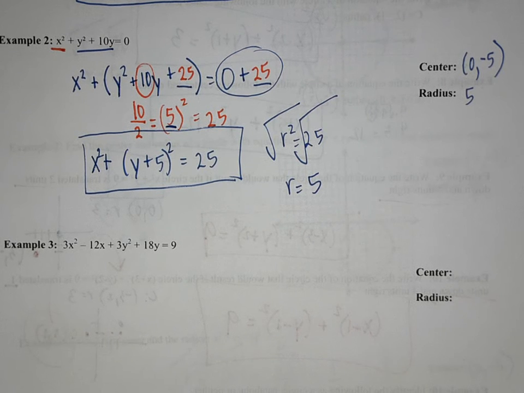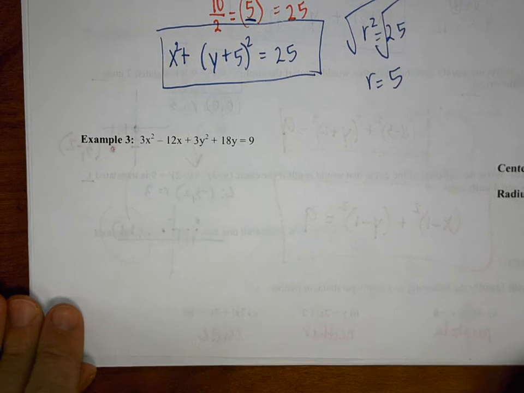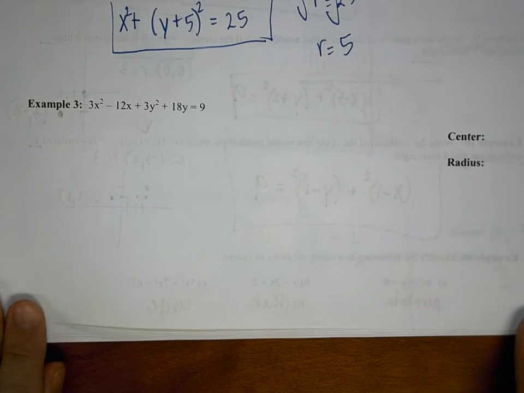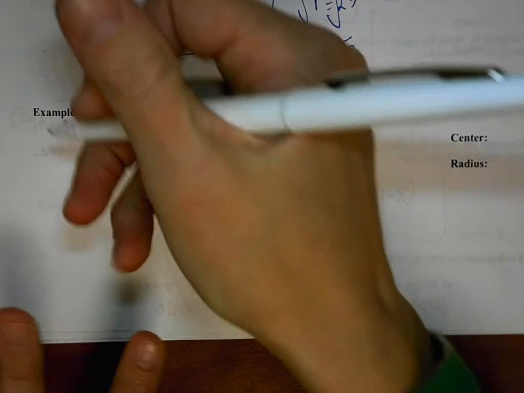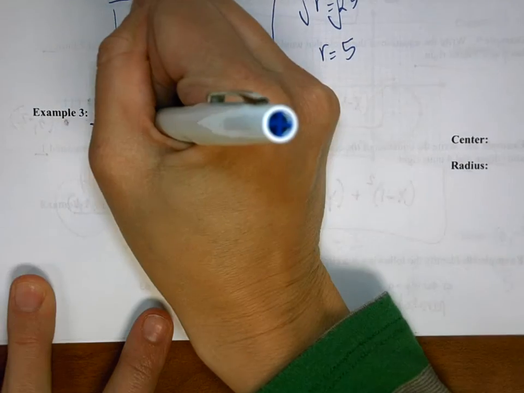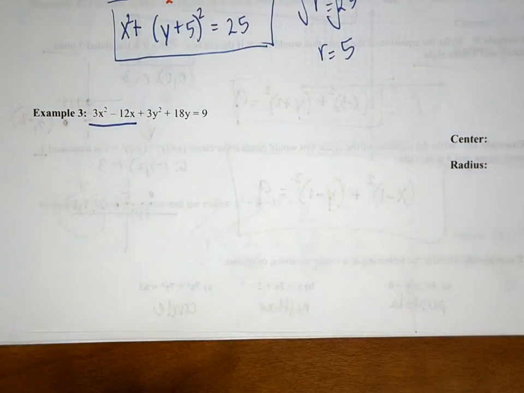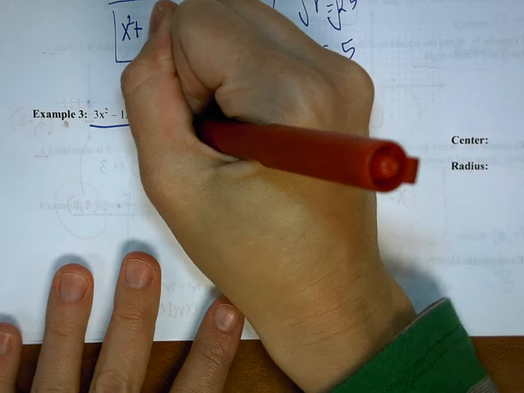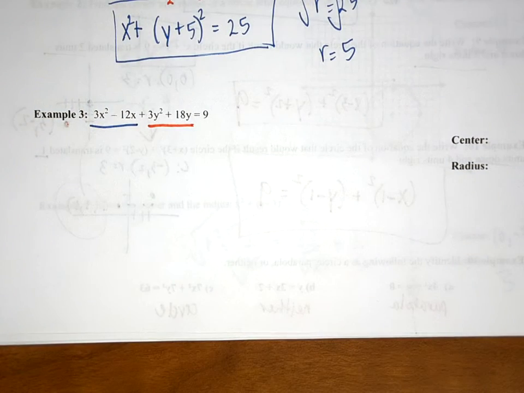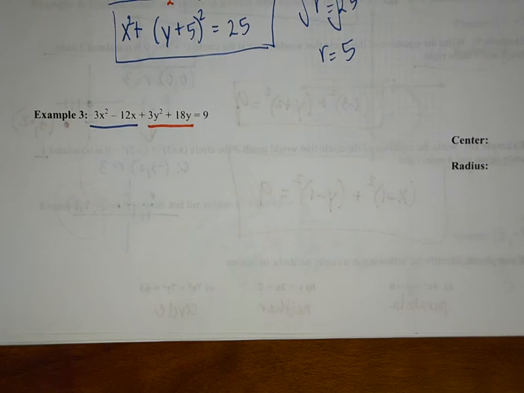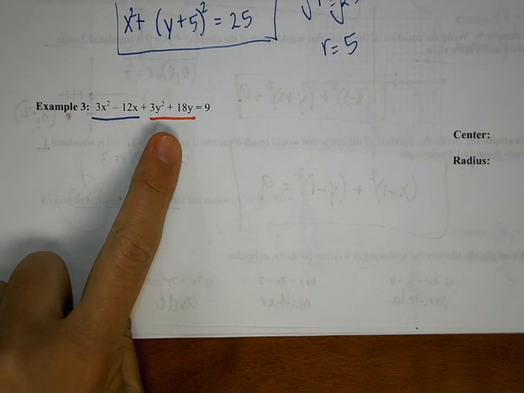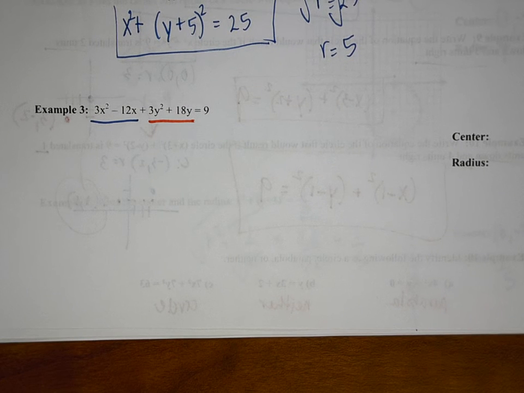Okay, moving on to example 3. Now this is getting a little bit more complicated. This time we have our x's, and I'm going to write these in different colors. My x's, and then I also have my y's. When we're completing the square, our x squared and y squared terms always need to be positive. And you don't want a number in front, so we always have to factor out that number.